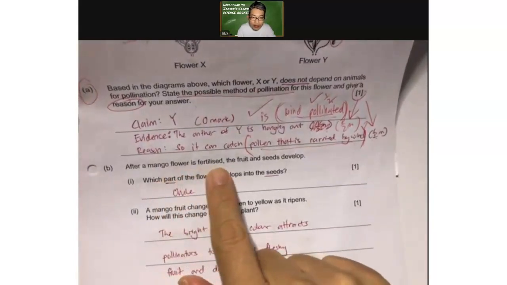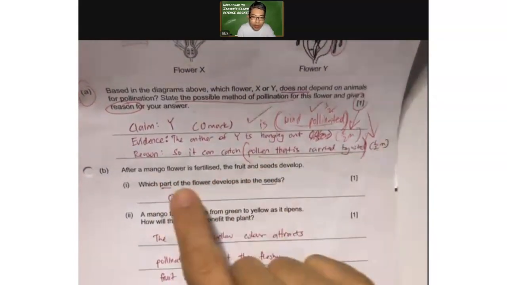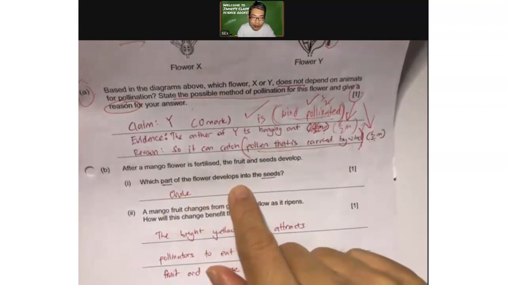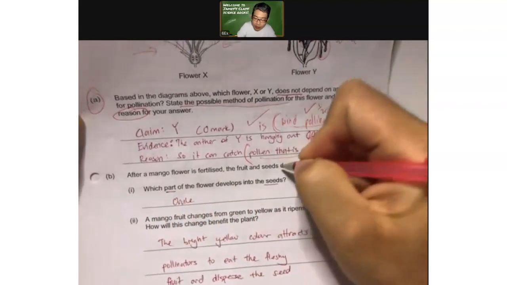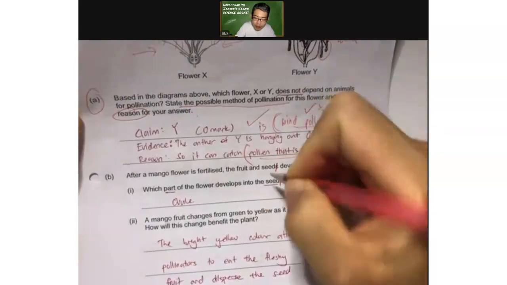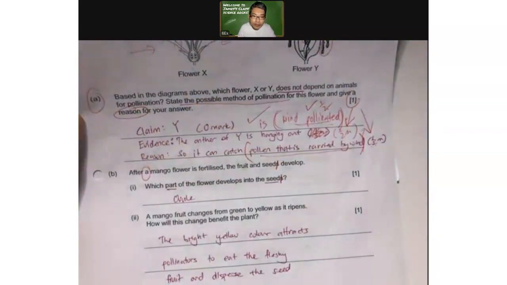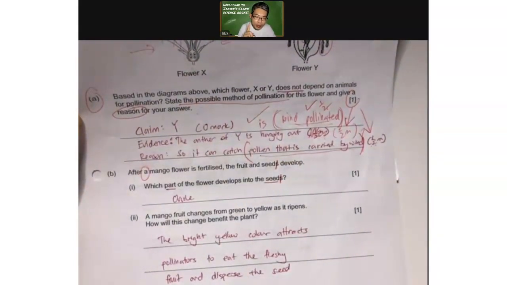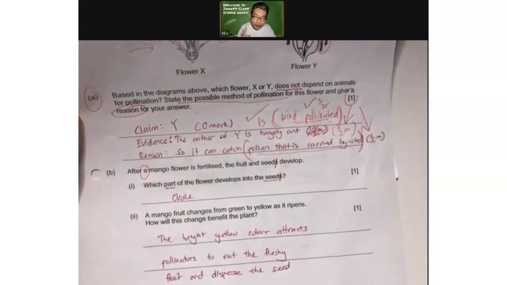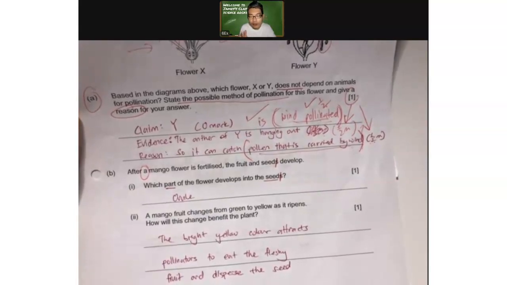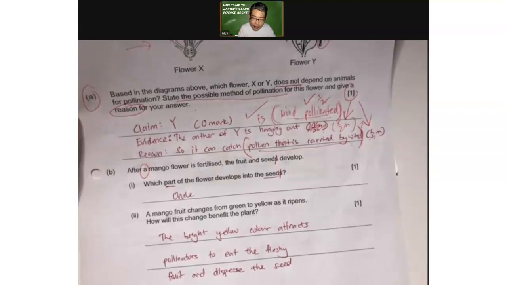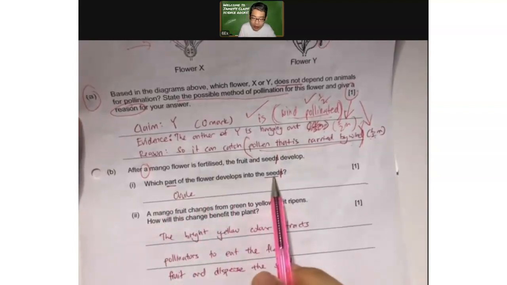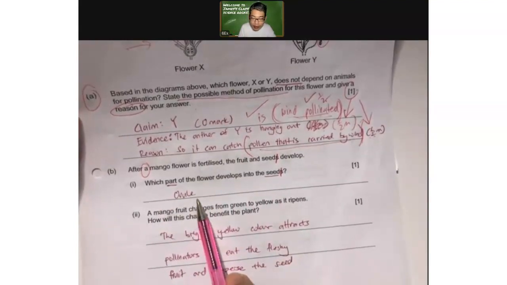After a mango flower is fertilized, the fruit and seeds develop. Which part of the flower develops into the seeds? Actually, here there should be only one, no S, because a mango flower only has 1 ovule becomes 1 seed. How many mangoes have you seen that have more than 1 seed? Mangoes only have 1 seed, okay? So which part of the flower develops into the seed? The ovule. That's why my answer here is singular.